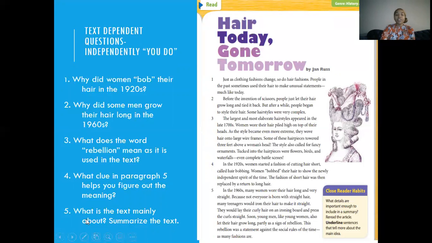Now, question 5, what is the text mainly about? Let's go back to paragraph 1, and we've identified that this was our main idea. Paragraph 1, sentence 2. People in the past sometimes used their hair to make unusual statements, much like today. Now I want you to summarize the text. Remember to answer the who, what, when, where, and why. Here's my example. Remember, put it in your own words.